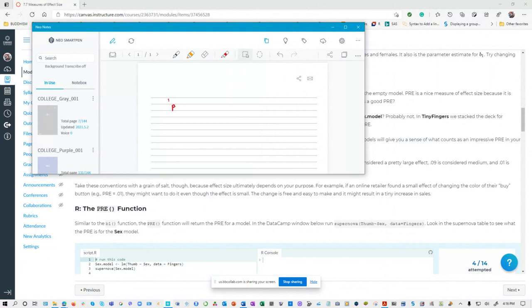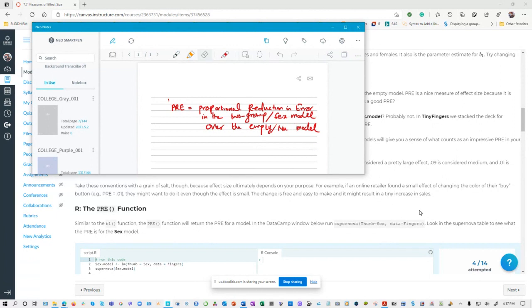So PRE means proportional reduction in error in the two-group or sex model, compared with the empty or null model. Okay, null model.